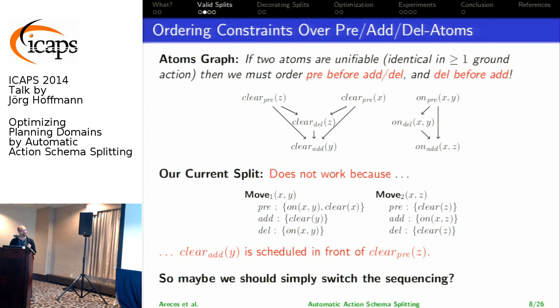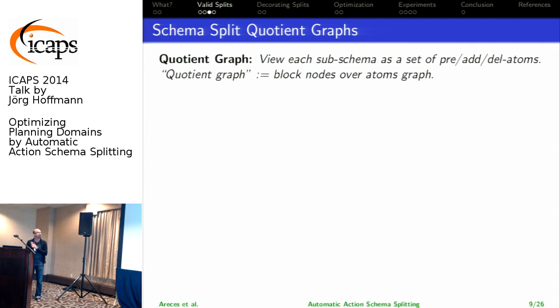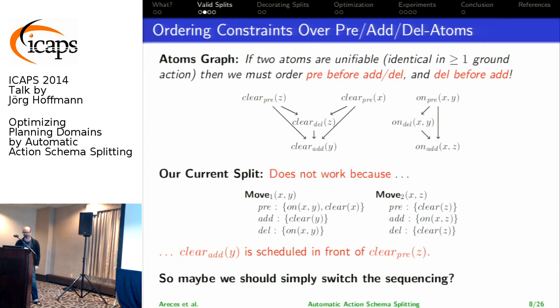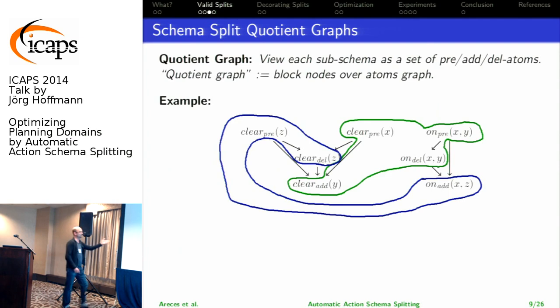Why? Well, let's step to a representation where we can see exactly what works and what doesn't work. That's what I call the quotient graph. It's not a very unique name. Essentially, I'm just viewing the action schema as a set of annotated atoms, like here, and then each sub-schema as a subset of those atoms. You can uniquely identify your split as a partitioning over those annotated atoms, and then you can view this partitioning as a block graph, a quotient graph over this graph here. In our example, this is what you get. The green one here is the first action subschema, everything involving X and Y. The blue one is the second one, everything involving Z.